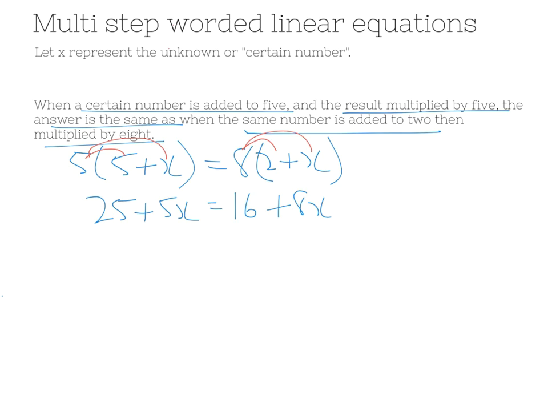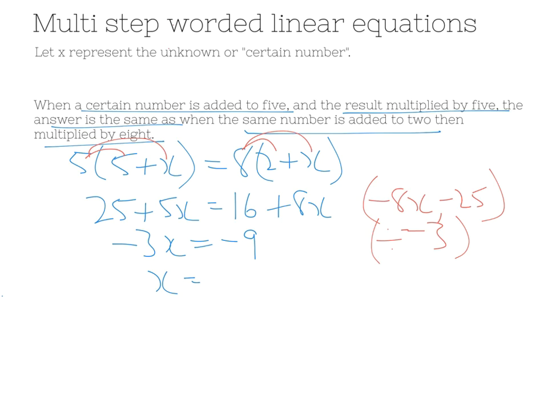We now move the 8x to the left by subtraction. We get rid of the 25 from the left by subtraction. 25 minus 25 is 0. 5x minus 8x is negative 3x. On the right, 16 minus 25 is negative 9, and 8x minus 8x is 0. We now have a negative 3 times x, so we divide both sides by negative 3. So that's x equals negative 9 on negative 3, which is positive 3.